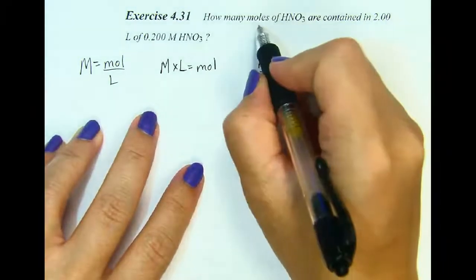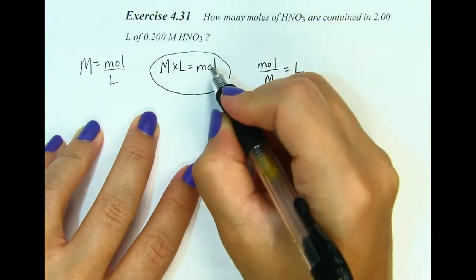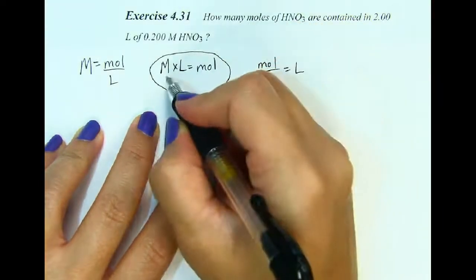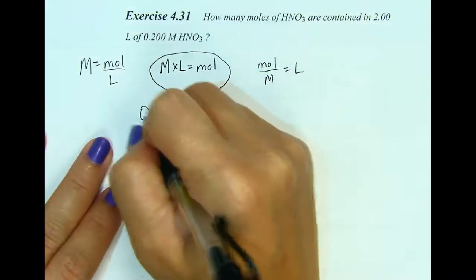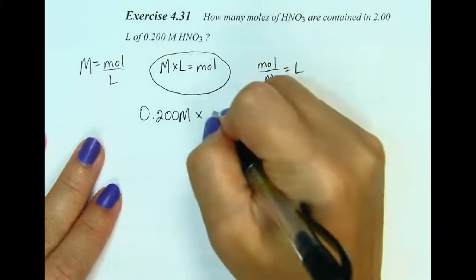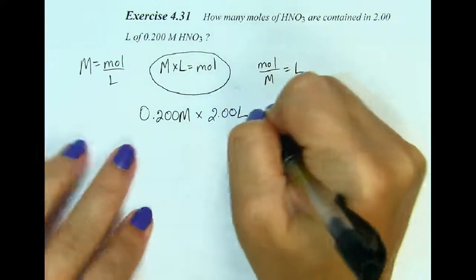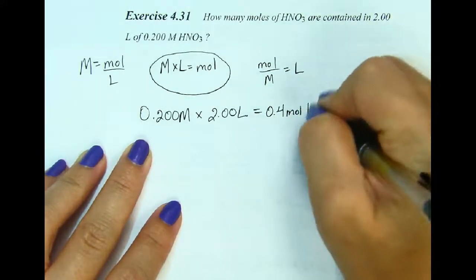So the question is how many moles, which means I want to use this equation because it's set to solve for moles. It says moles equals molarity times the volume in liters. So my molarity is 0.200 molar times 2.00 liters, and that's going to give me 0.4 moles of nitric acid.